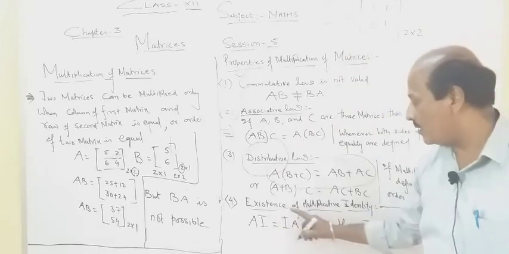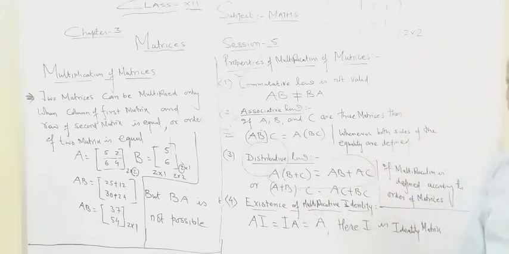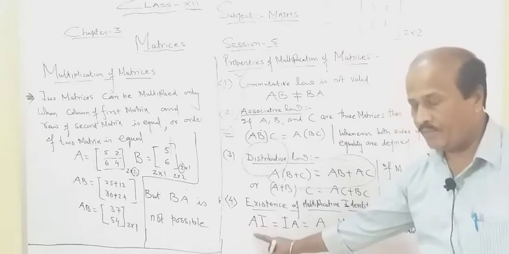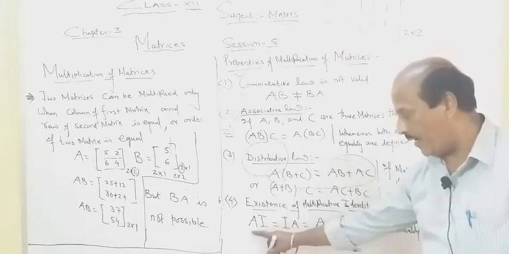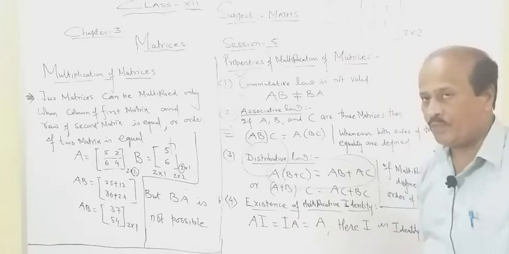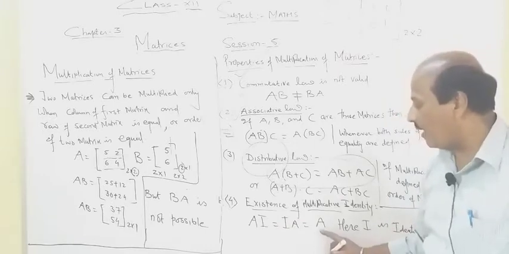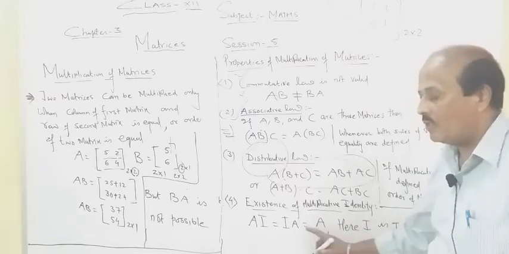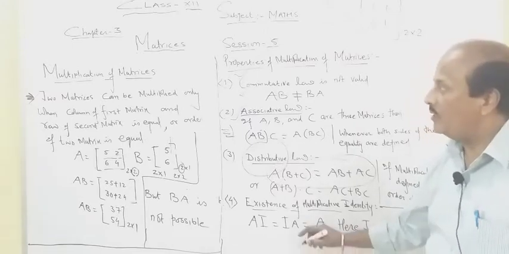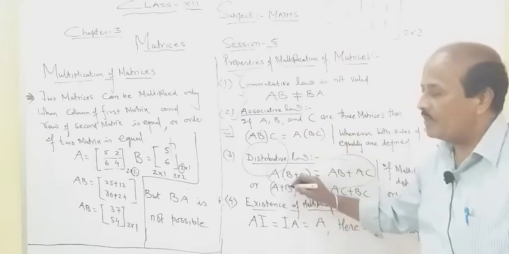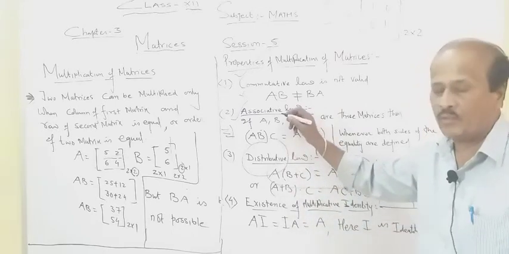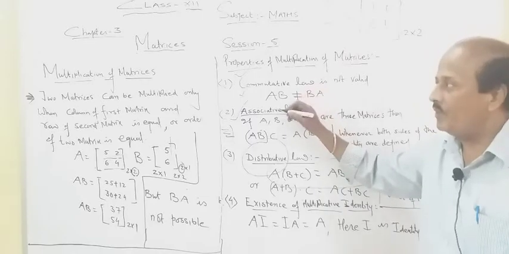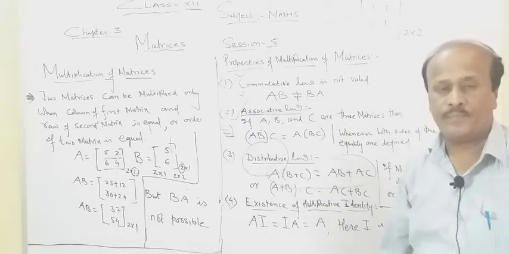So existence of multiplicative identity, what does it mean? If you multiply the identity matrix with A, that is A into I or I into A, your answer will be A, then I is called the identity matrix. Order again should be kept in mind. So these are the 4 or 5 properties. There are many examples and some questions in the exercise. You do it. Some of the questions I am going to do in the next topic.